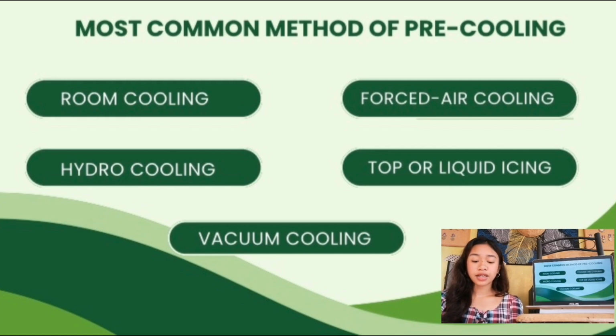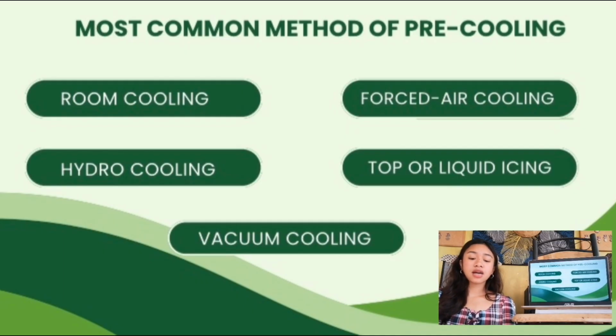Third method is hydro cooling. It is where you dip or shower the crops with ice-cold water. And this method only takes 10 to 60 minutes since water cools faster than air. It is best for crops like sweet corn, carrots, and leafy greens like lettuce.